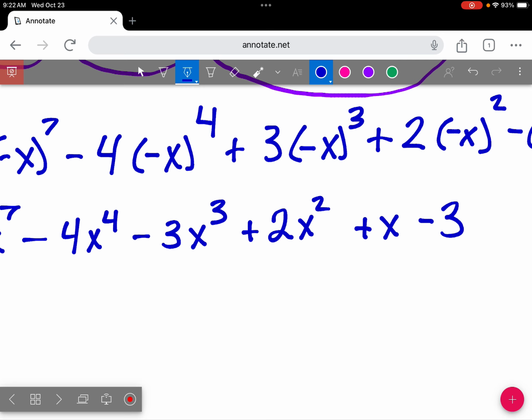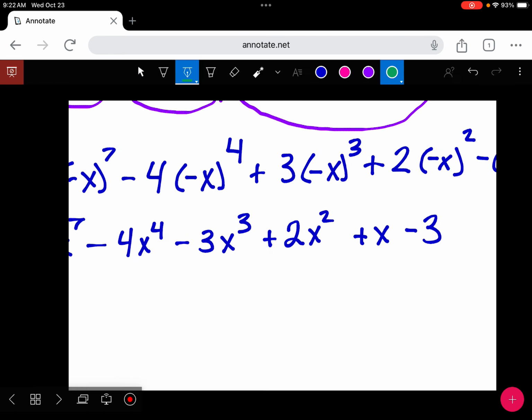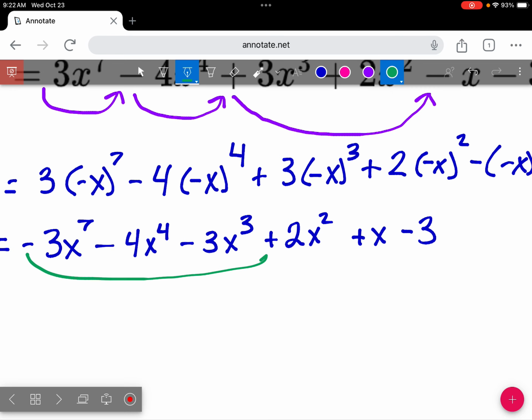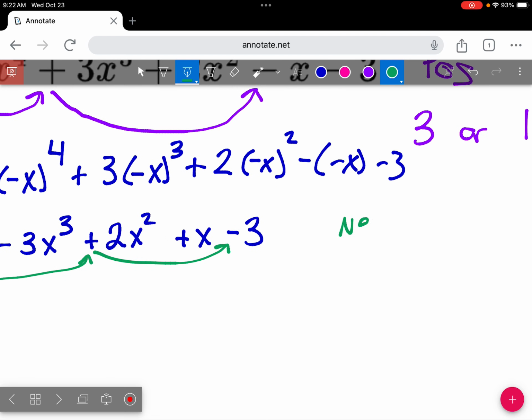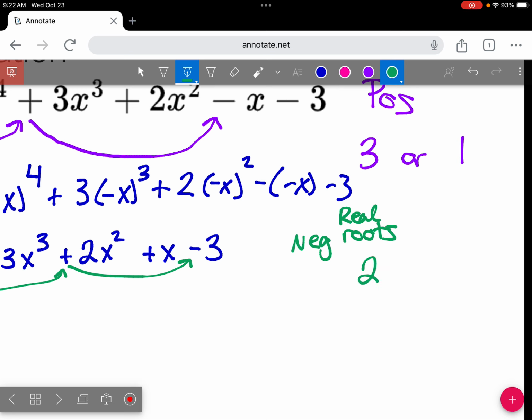All right, so how many sign changes do we have here? 2. Because we start negative, and then we switch to positive here, and then we switch to negative here. So we have for our negative roots, negative real roots, we have 2 or 0. Because we count down by 2s. So I can have no negative real roots. It's entirely possible for me to have none of them. I don't have to have one. I could have 2.